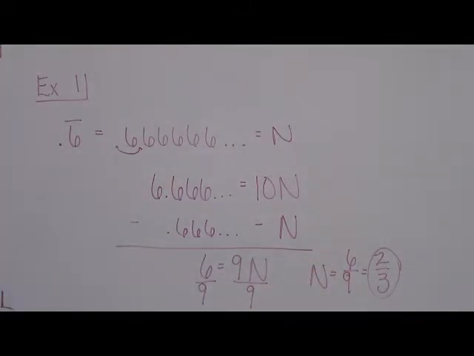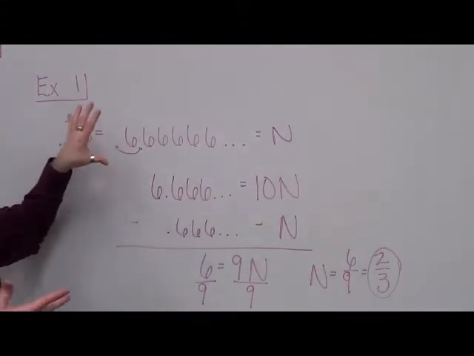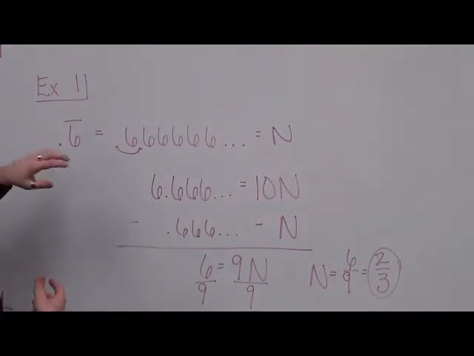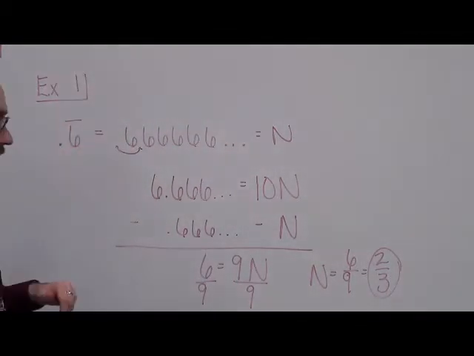So let me go back and re-explain what happened here, because I know this gets confusing and I lose students here every year, every time I've taught this. So I understand. We're going to do some more examples and we're going to really get this down. So first off, what I did was I took that repeating decimal and set it equal to a variable, n. So that n is equal to 0.66666, so on and so forth.